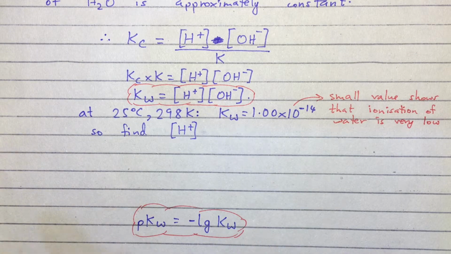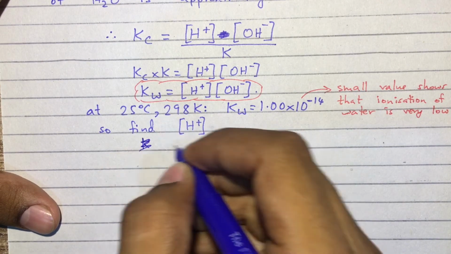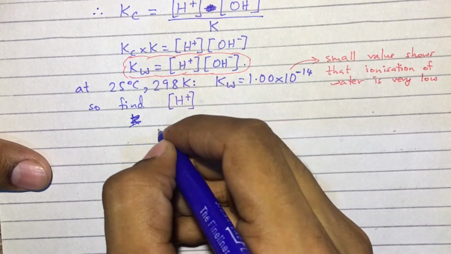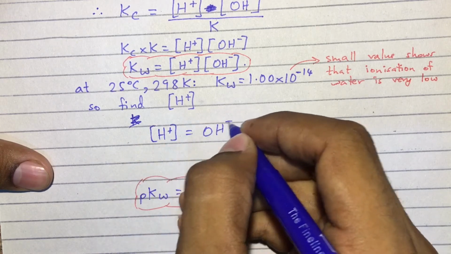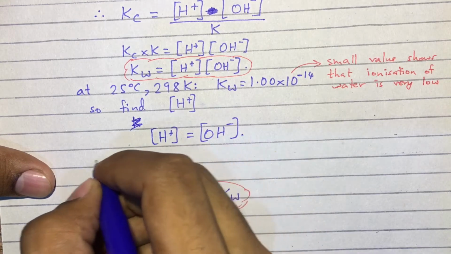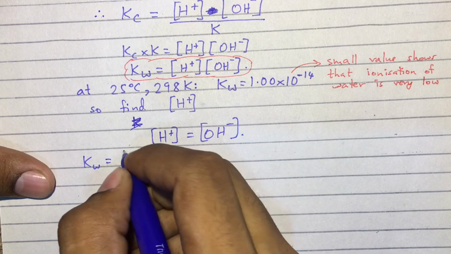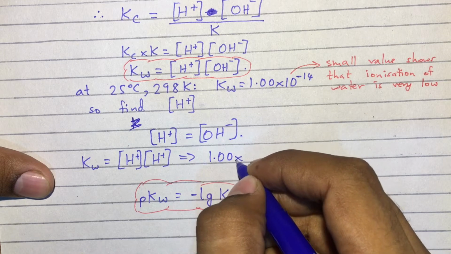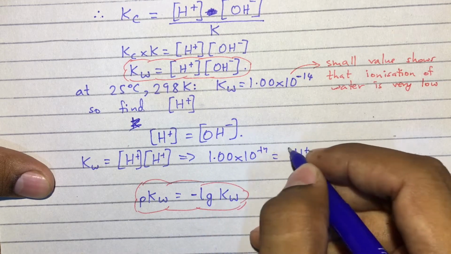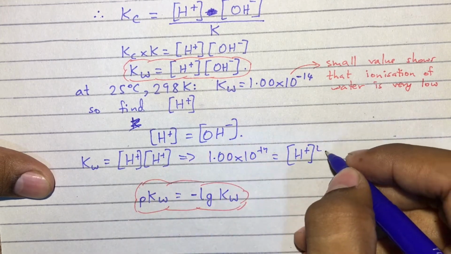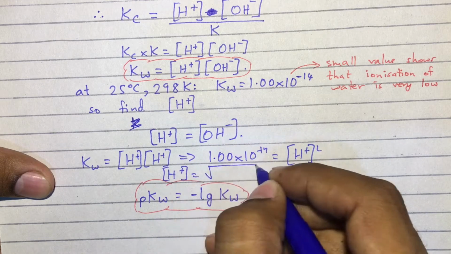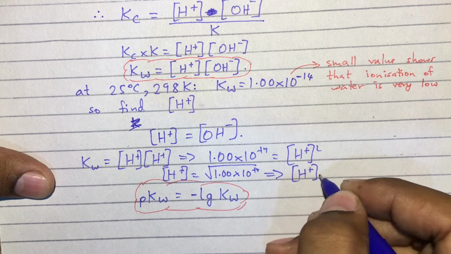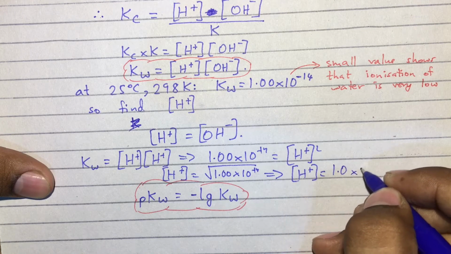Basically, we know that from this equation, the molar ratio of hydrogen ions to hydroxide ions is 1:1. Therefore, the concentration of hydrogen ions is equal to the concentration of hydroxide ions, right? So in this equation, I can write it like this. I know the value of Kw at standard conditions. This is equal to H plus squared. So hydrogen ion concentration will be equal to the root of 1.0 times 10 power negative 14. Therefore, hydrogen ion concentration in standard conditions is 1.0 times 10 power negative 7.